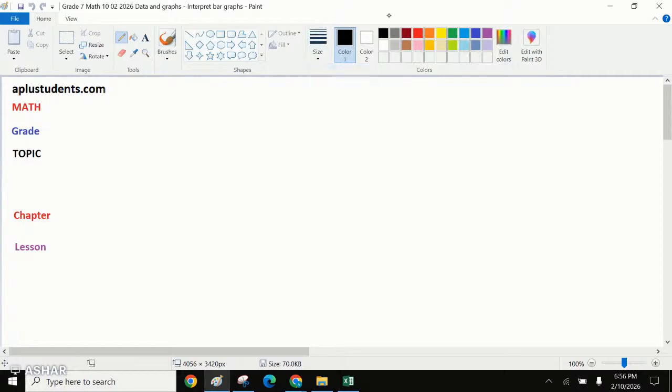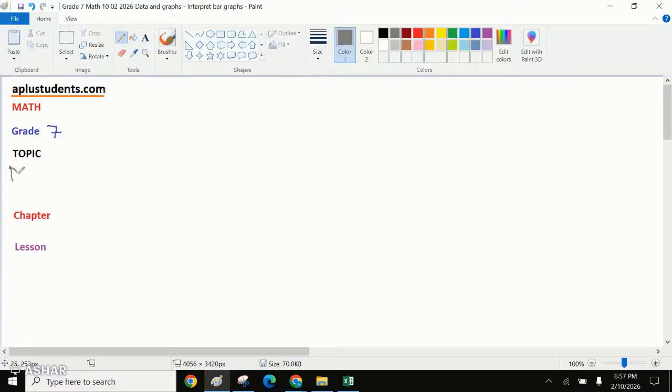The first thing you need to do is go to aplusstudents.com. You need to go to the website. Once you're on the website, you need to select maths. This is a grade 7 math lesson, and the topic for today is data and graph.